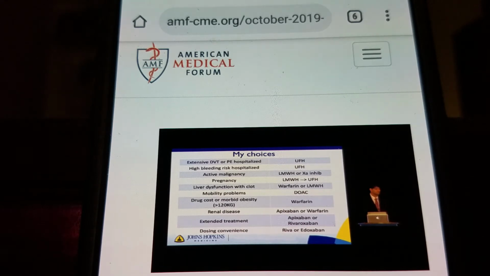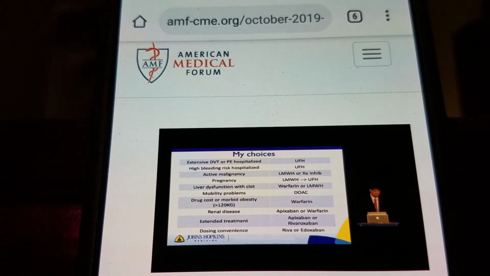In patients with major mobility problems where they're not able to show up to get their INR monitored, I would rather have them be therapeutic on a DOAC rather than not know what their INRs are on warfarin, unless of course you can get them a home monitor. Drug cost: warfarin is much, much cheaper than any of the DOACs.